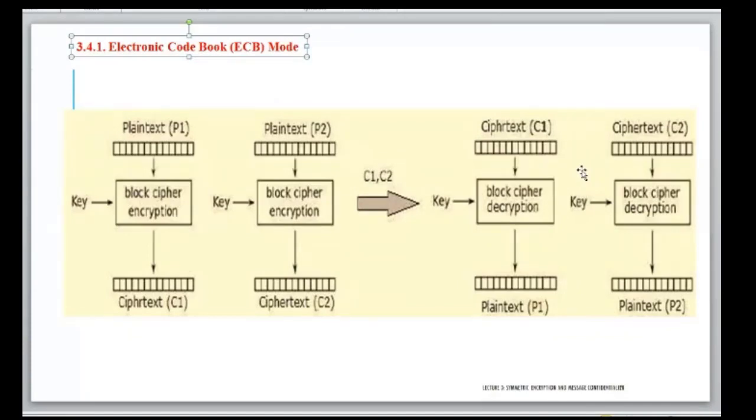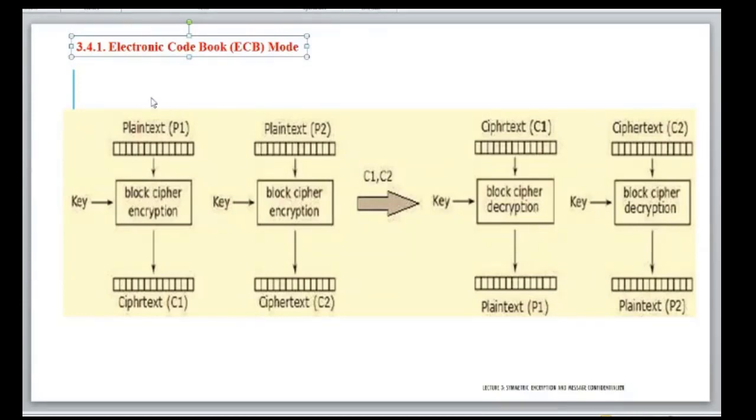Now the receiver divides it into 2 blocks, block 1 and block 2. Each block is separately going to be decrypted. Then he is going to join them together, and the plain text will come.